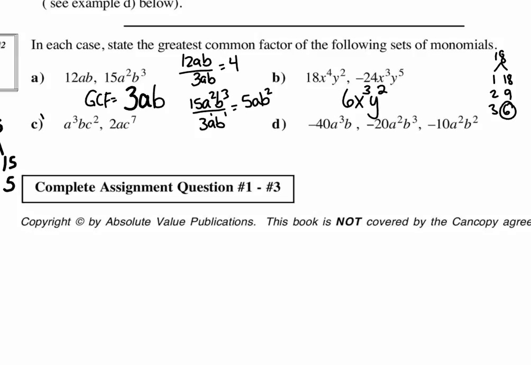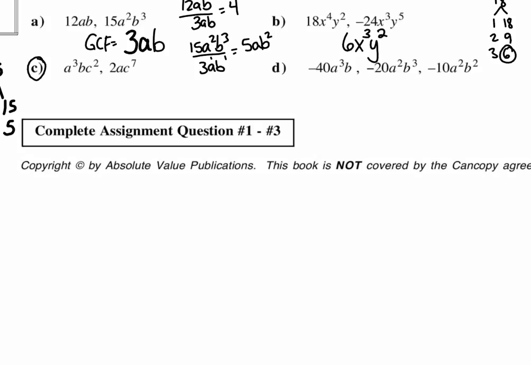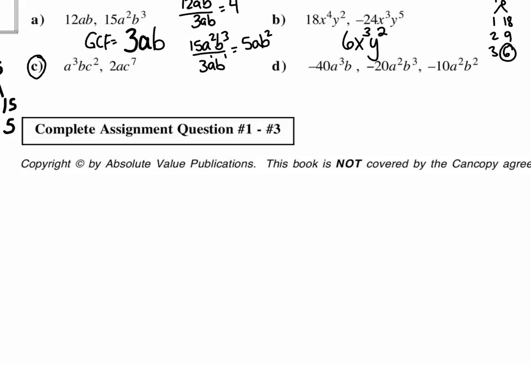Do you want to try C on your own or together? Together, okay. So if we don't see a coefficient, what's the coefficient? It's a 1. So looking at 1 and 2, what's the largest number we can divide both of those by? Just 1. Okay, 1. Do you have to write the 1? No. Could you? Sure. A cubed and A.